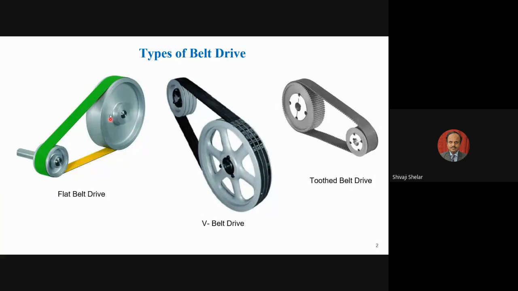If this is your driver pulley and this is your driven pulley, say input shaft and output shaft, then in this case there will be a speed increase from input to output shaft. These pulleys will be used either for speed increase or speed decrease depending upon the size. So let's go for the detailing of the flat belt drive. Let's go to the next slide.